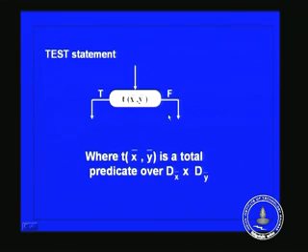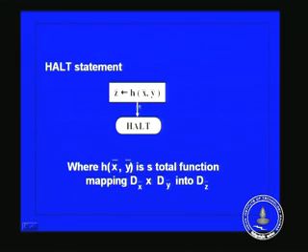Then you have a halt statement. Finally, after the computation is finished, you arrive at this point. Then the output variables are assigned some particular values from the input and the program variables. It is h of x bar y bar, where h of x bar y bar is a total function mapping from dx bar into dy bar into dz bar, and then you halt.